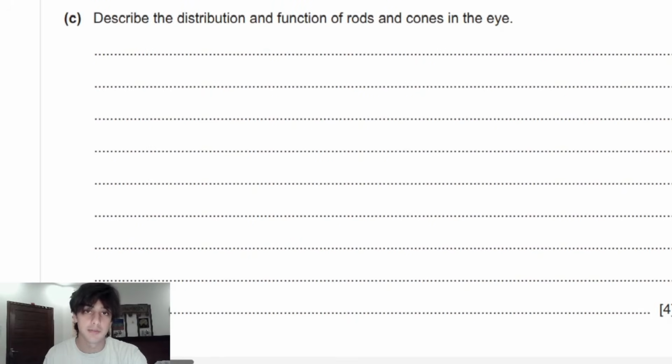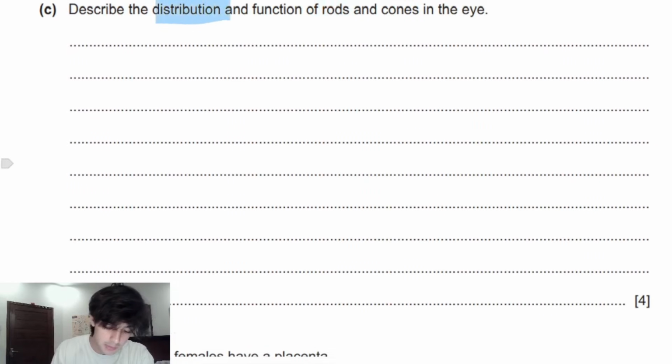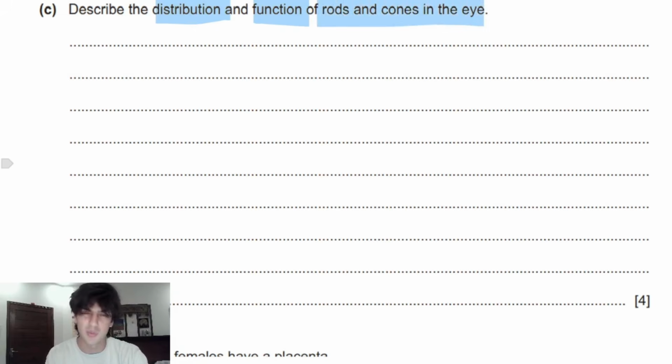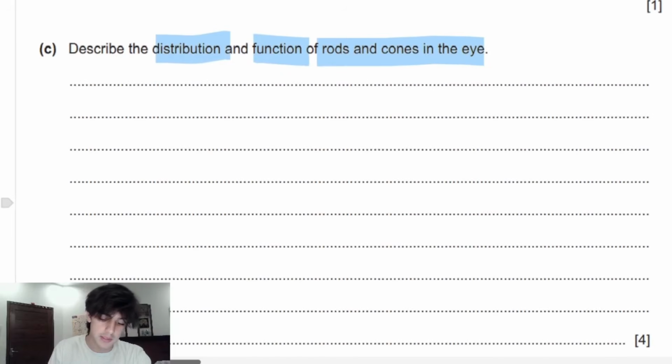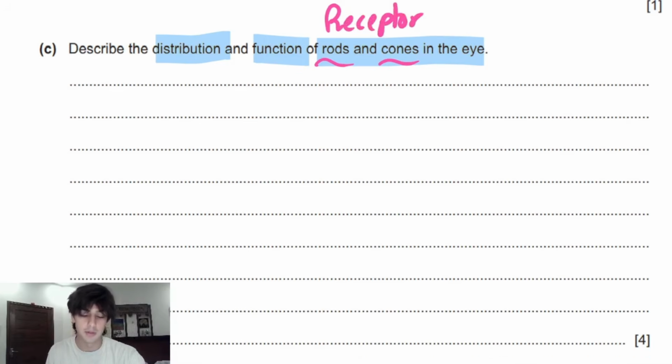Now alongside this question, I found this part, which is describe the distribution and function of rods and cones. Now this is a very weird question because when did we study this, you know? What is a rod and a cone? So essentially what you're going to know is rods and cones are going to be the receptor cells, okay? And these receptor cells are located in the retina portion.